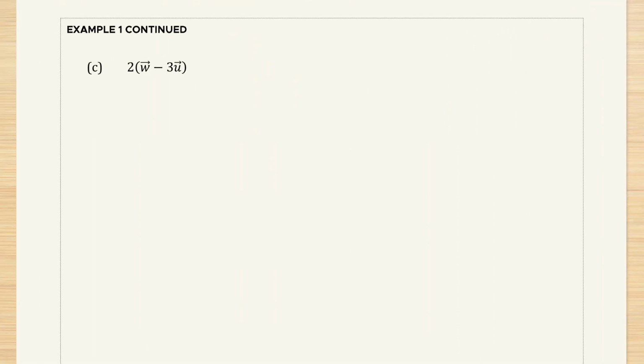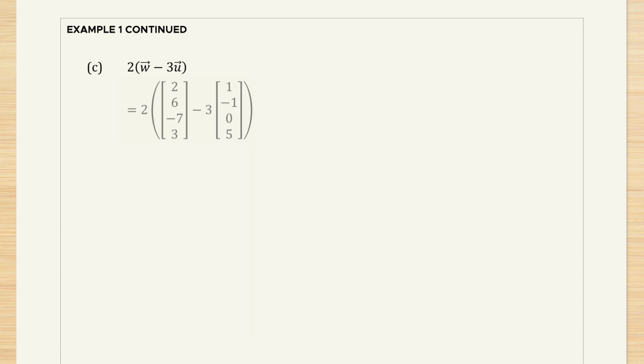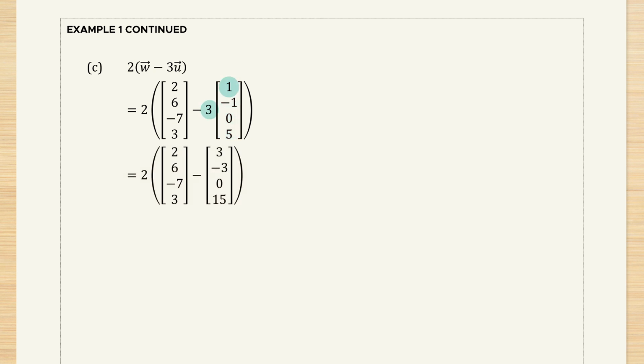2 multiplied by, in brackets, w minus 3u. The idea of BEDMAS order of operations comes to mind. We have to do brackets and multiplication first, before we do addition and subtraction. Writing out these vectors fully, we have 2 multiplied by, in brackets, w is 2, 6, -7, 3, and then minus 3 of u, 1, -1, 0, 5. Multiplying the 3 into u, 3 times 1 is 3, 3 times -1 is -3, 3 times 0 is 0, 3 times 5 is 15.